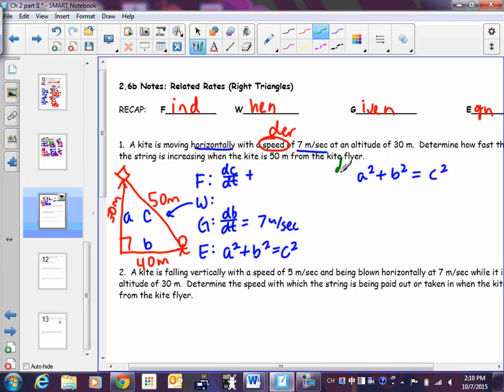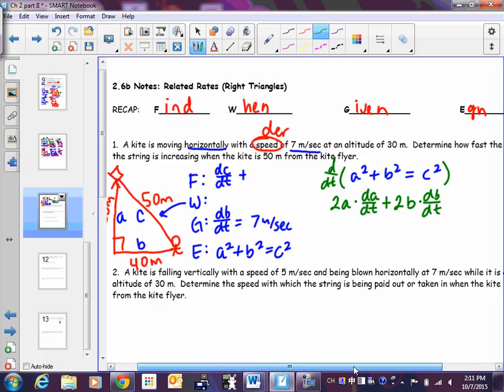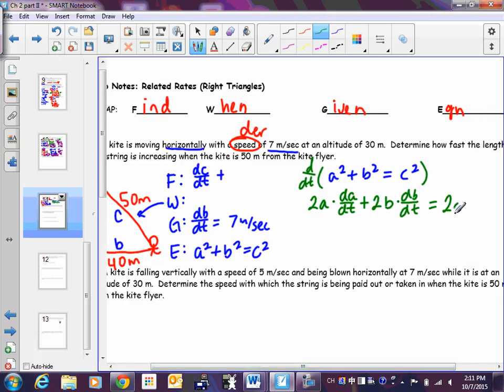Let's take the derivative. Remember, we take the derivative with respect to time. So when I derive a squared, that's 2a, and then dA over dt. Since we're deriving with respect to time, anytime I get to a letter that's not t, which will be all of them, I got to go dA, d that letter, over dt. So the derivative of b squared would be very similar, 2b times dB over dt. I'm going to move this over just a little bit. Equals 2c times dC over dt.